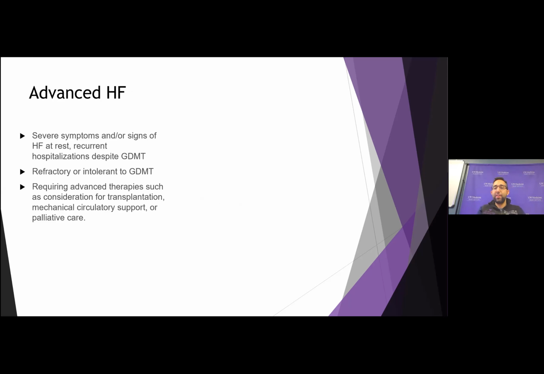What is advanced heart failure? I think we all know who these patients are, but we don't think about it as much. These are the patients you keep seeing with severe symptomatology, signs sometimes at rest, recurrent hospitalization despite guideline-directed medical therapy, or patients you're weaning off of guideline medical therapy because you're having issues with their management. They're now too hypotensive. Now they're developing lightheadedness. They're now having worsening renal function, and you're weaning medical therapy. Requiring advanced therapy such as consideration of transplant, mechanical circulatory support, or palliation.